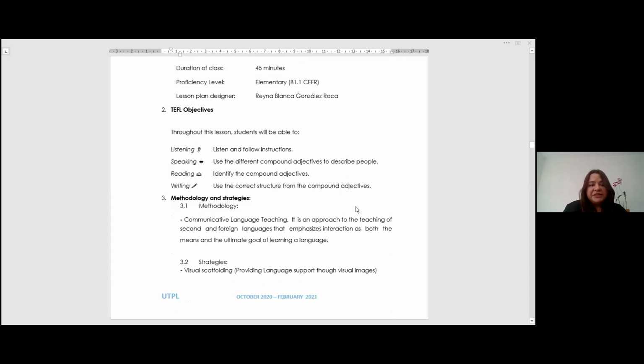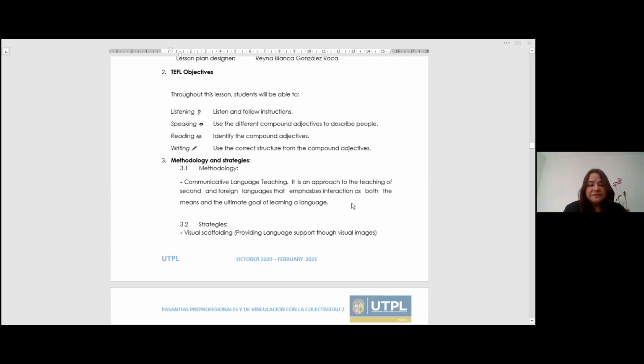For objectives, in listening, throughout this lesson, students will be able to listen and follow instructions. In speaking, use the different compound adjectives to describe people. In reading, they will be able to identify the compound adjectives. In writing, they will be able to use the correct structure for the compound adjectives.